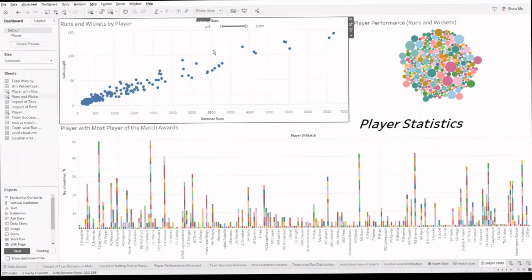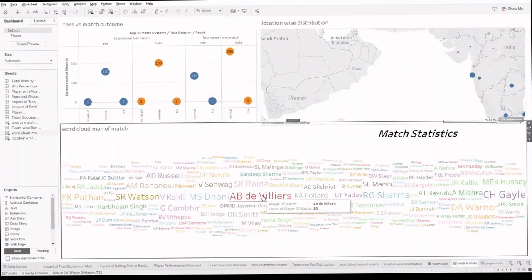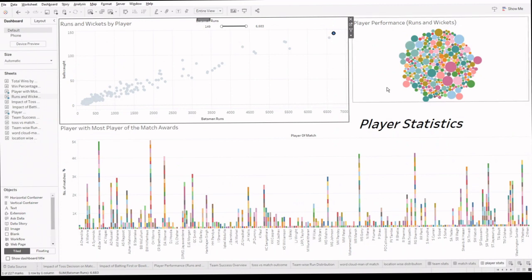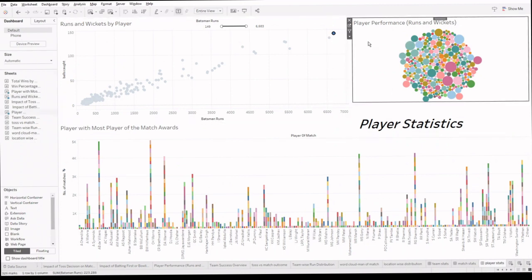Runs and wickets by player explains how much a player is really performing. Obviously, here's the graph with the highest, ABW. That's why he is man of the match, as we have seen here also. He has 20 man of the match awards, obviously, because he's performing very well in real life matches. Here also, most probably, it's the same as this visualization only.